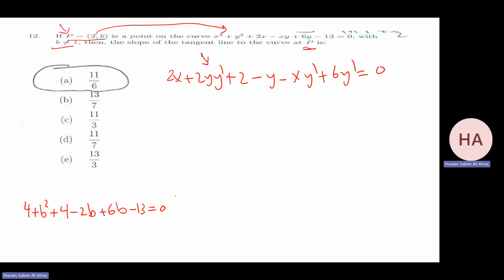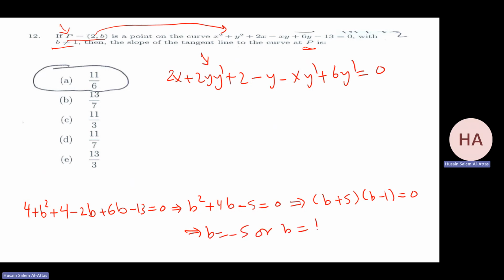So what do you have? You have b squared plus 4b, 8 minus 13, this is minus 5, equal to 0. And I have (b plus 5)(b minus 1) equals 0. So I have b equals minus 5 or b equals 1. Correct? Yeah, this is rejected since b is not equal to 1 from here. So b equals minus 5. So y equals minus 5. So I have the point 2 and minus 5.